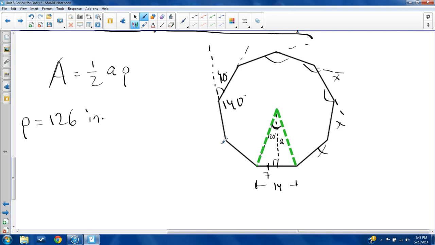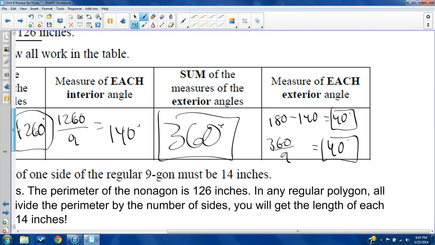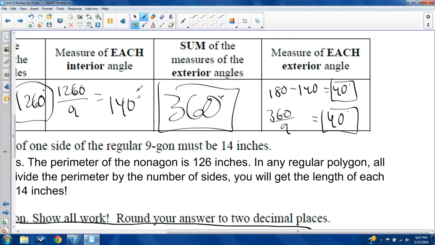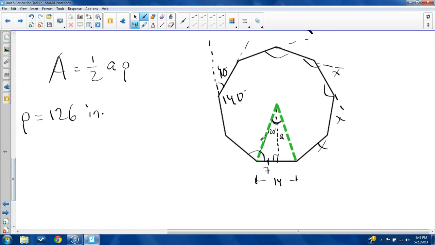Okay. Before I do, I want to give you one more way to do this problem. The measure of each interior angle was 140 degrees, so this whole thing right here was 140. Not that it's very obviously seen or known, but this radius bisects this angle into 2, so this is 140 over 2, which is 70. And that makes sense because this is 20. This is a 20, 70, 90 triangle. These should add up to 90. So that makes sense anyway.